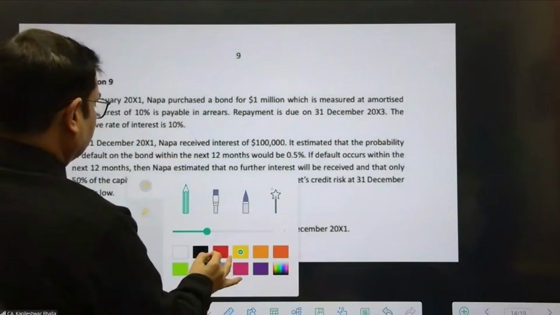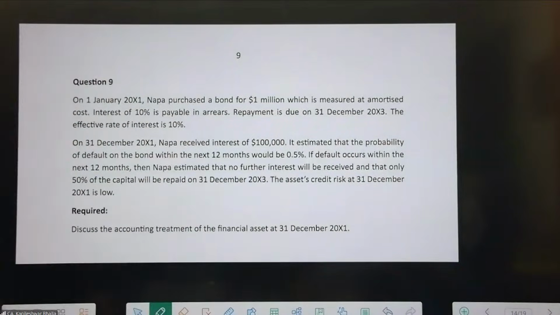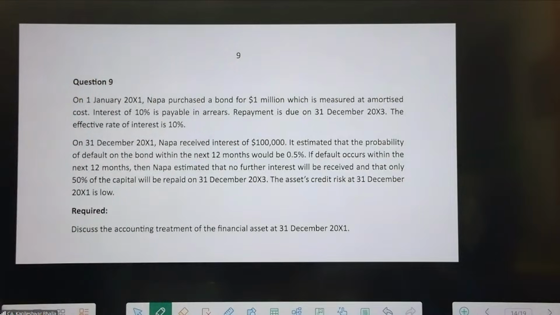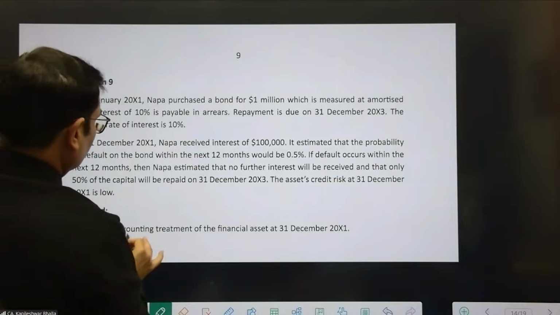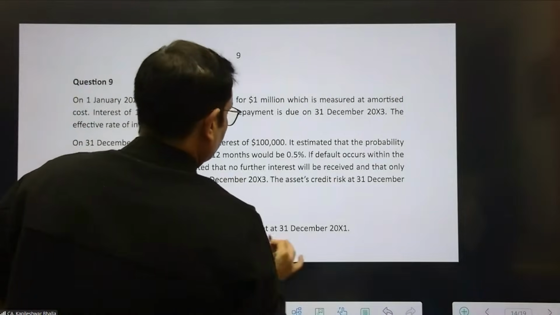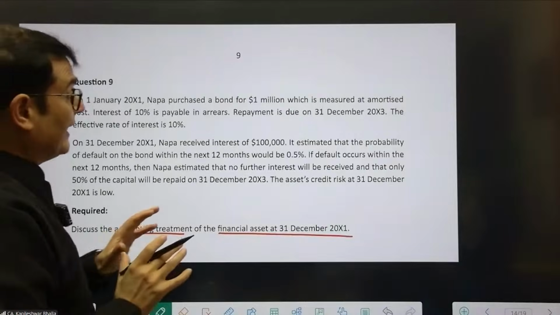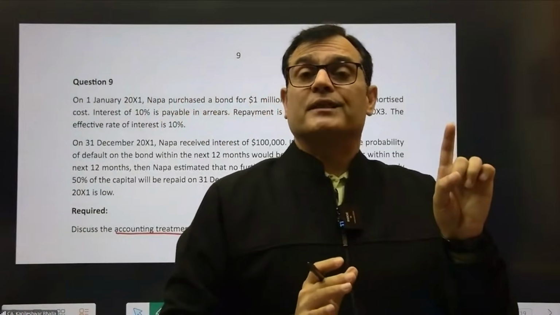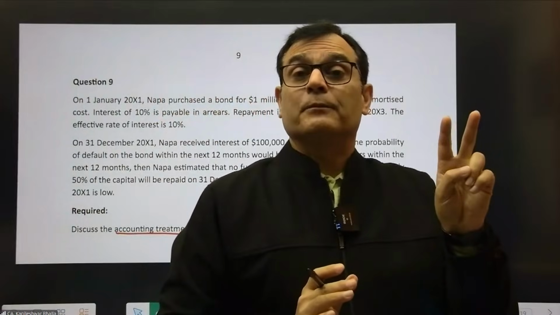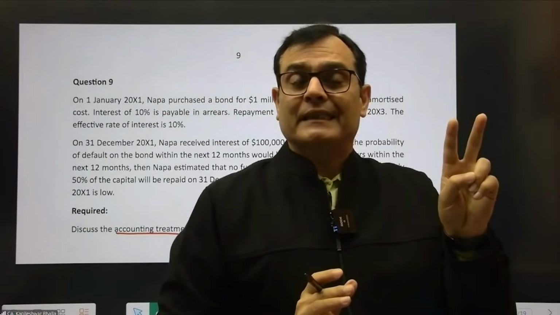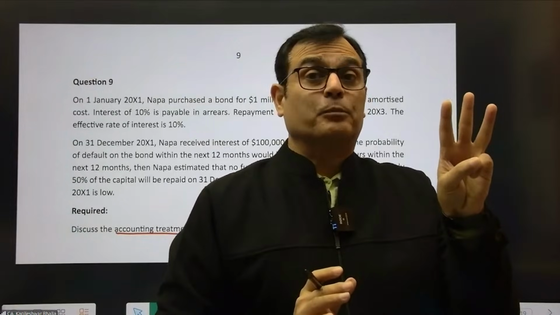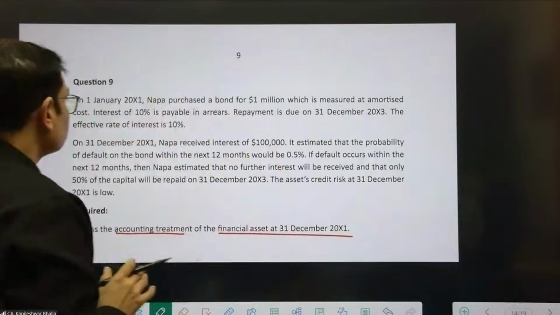Let me just read the inputs to you, and we're going to apply the 3-step model to this particular example. We are given: discuss the accounting treatment of the financial asset on December X1. As we read, we will continuously apply the 3-step model. The first one is the scope. The second one is the approach and deciding a POD, whether it's a simplified or a general approach. And the third step is creating a provision in the books of accounts.